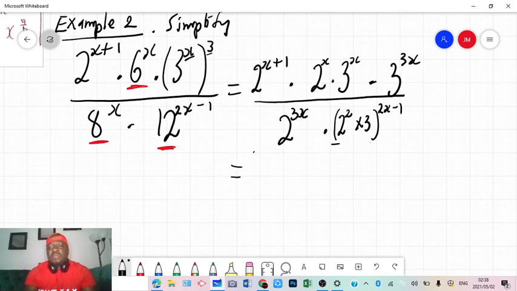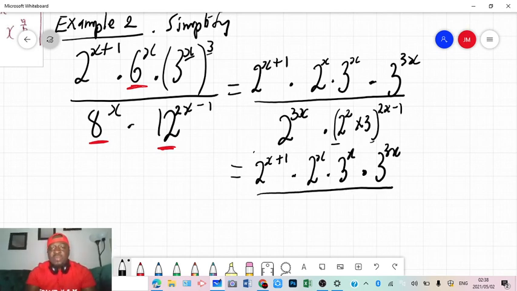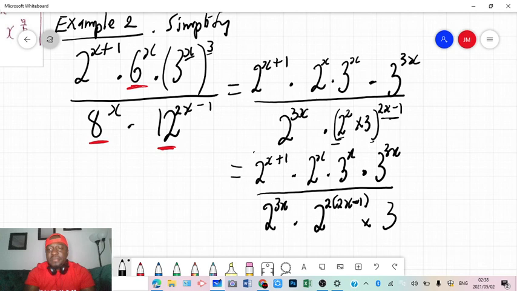Let's simplify further what I have. I would have to remove this bracket since there are 2 bases there. So rewriting this, I would have 2 plus 1 to 2 to the power x plus 1. I have my 2x, 3 to the power x, and then times 3 to the power 3x, or divide by 2 to the power 3x times 2 to the power 2 of 2x minus 1. Because this base is taking that exponent, and again 3 is going to take that index as well.